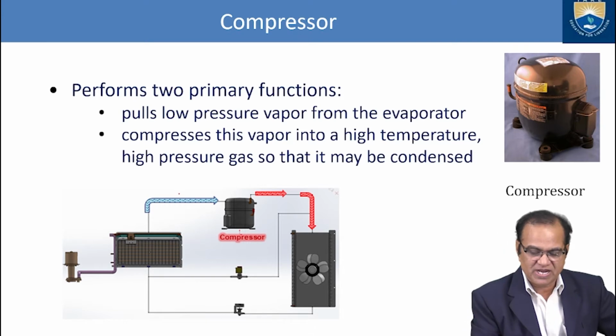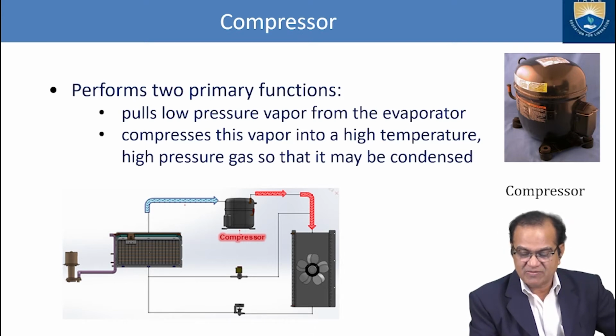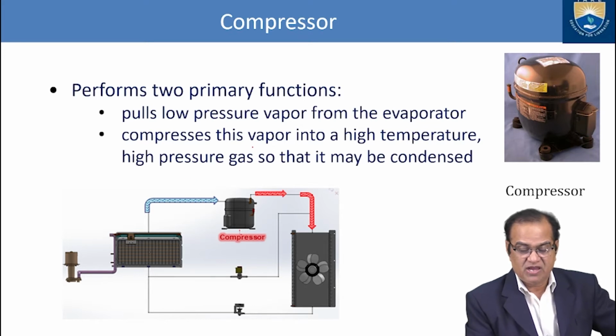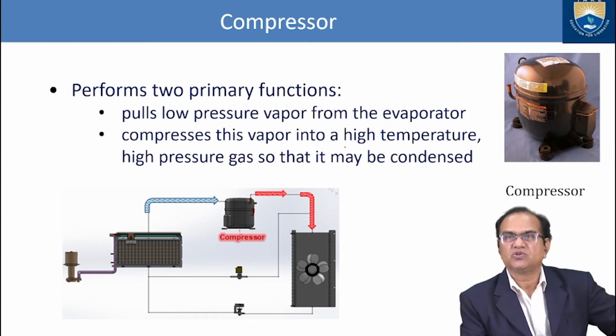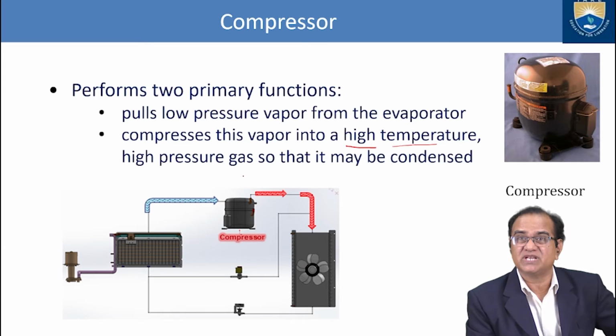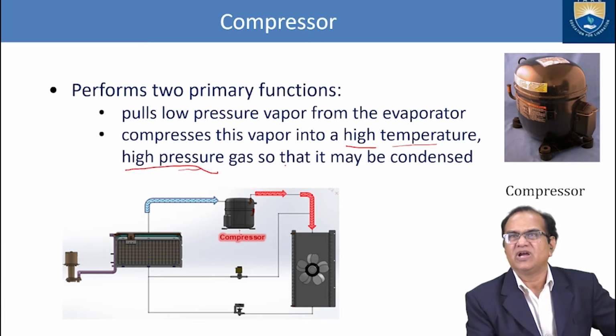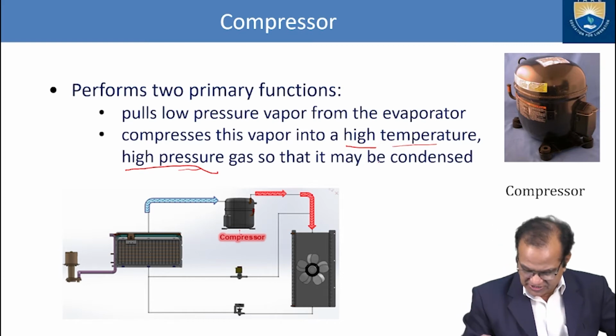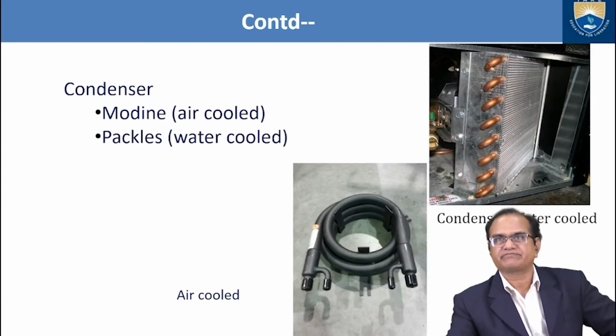So here low pressure vapors are coming from the evaporator, and the compressor pulls them, and then it compresses this vapor into high temperature. So it is compressing and making both high temperature and high pressure gas, so that it may be condensed in the condenser.